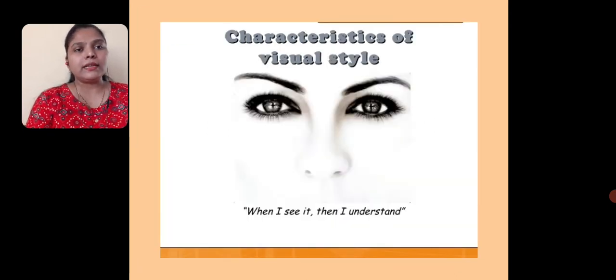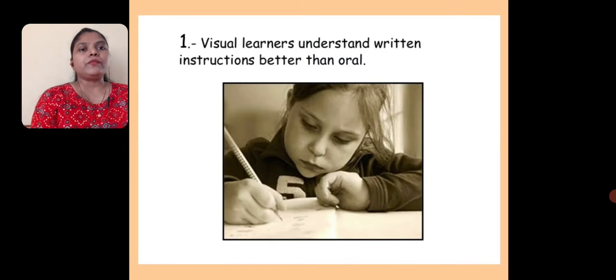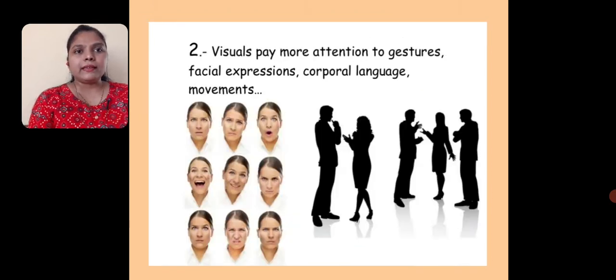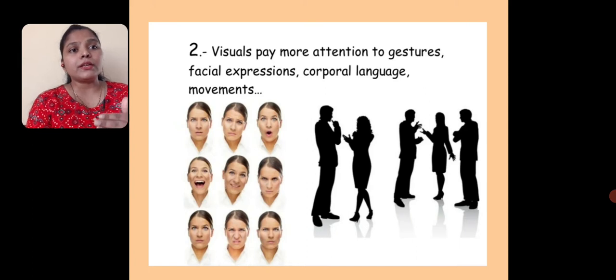Then let's discuss the characteristics of a visual style. It tells us: when I see it, then I understand. The first one is visual learners understand written instruction better than oral. Second, visual learners pay more attention to gestures, facial expressions, and corporal language movements.